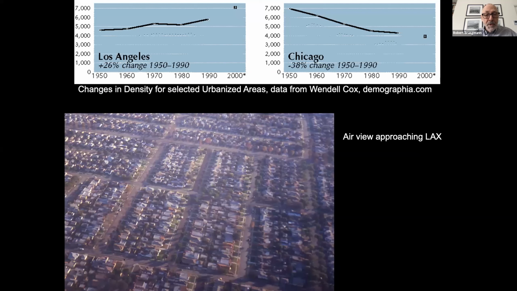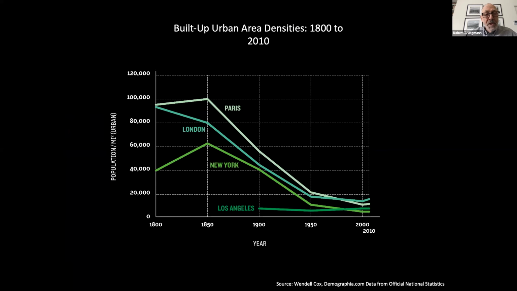So, for example, Wendell Cox showed that, interestingly, Los Angeles was one of the cities of the American South and West that was actually increasing slightly in density when large old cities like Chicago were declining. And what this meant was that with the radical decentralization of Paris, London, New York, and the slight increase in density in a place like Los Angeles, densities were converging in a tight band.